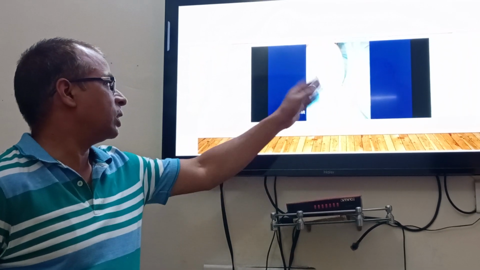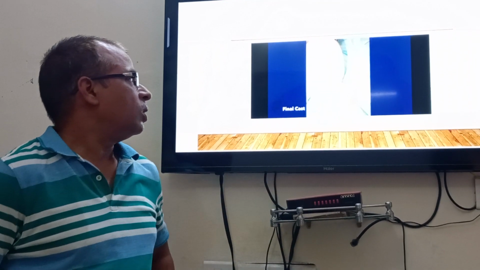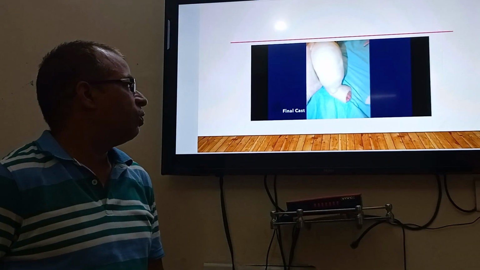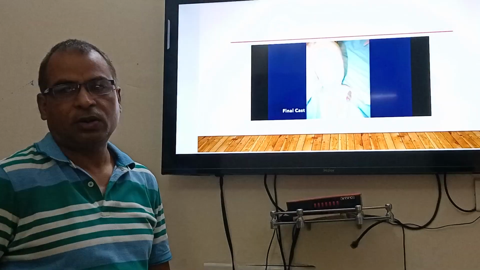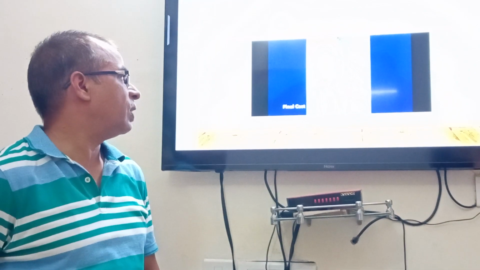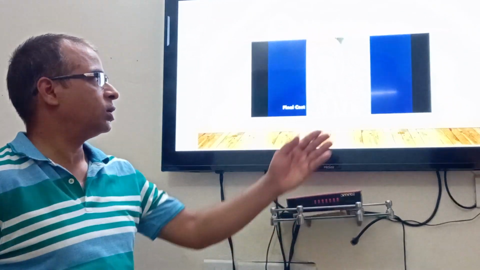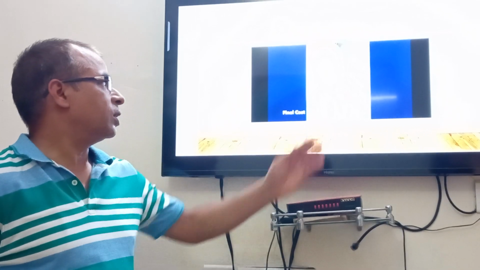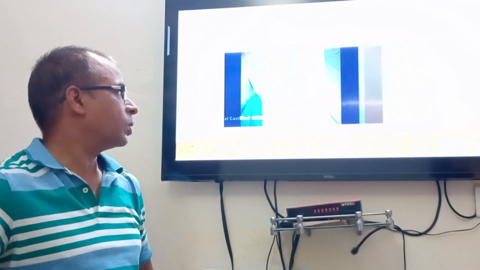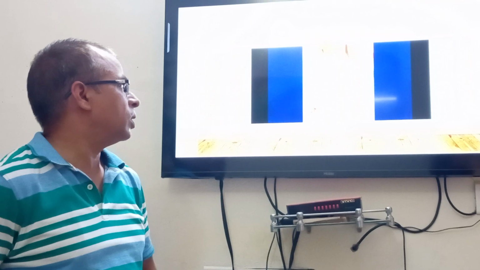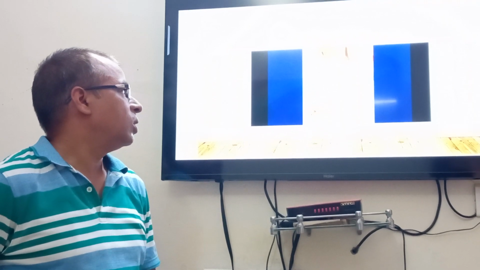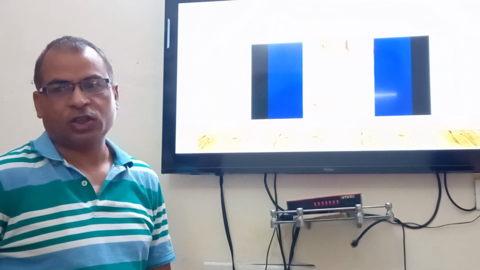This is the final cast of the CTEV in which the forefoot is abducted around 70 degrees after tenotomy actually, and before tenotomy it is 50 degrees abduction. And this is another view of the final cast. Here the foot is in full abduction.